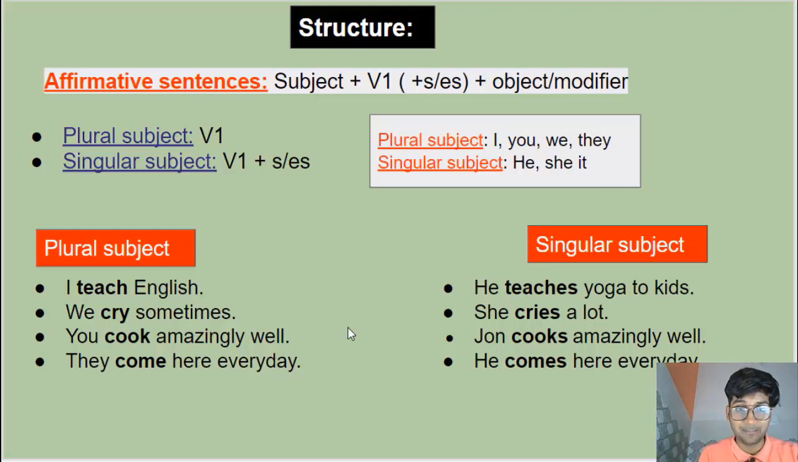So, okay, look at these examples. Plural subjects. I teach English. We cry sometimes. You cook amazingly well. They come here every day, right? So all these subjects are plural.